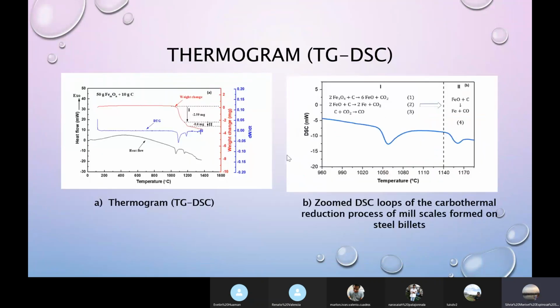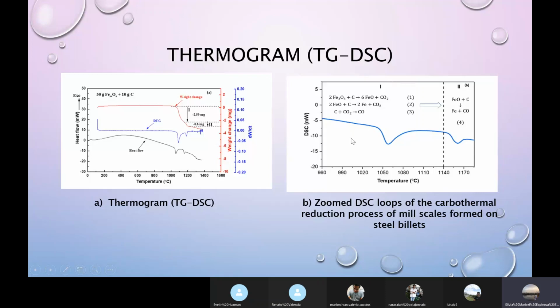Okay, this is the most important graphic for the whole paper. The left graphic shows the thermogram recorded during the carbothermal reduction of the mill steel scale, in order to better understand the reduction mechanisms of the ferric oxide components.